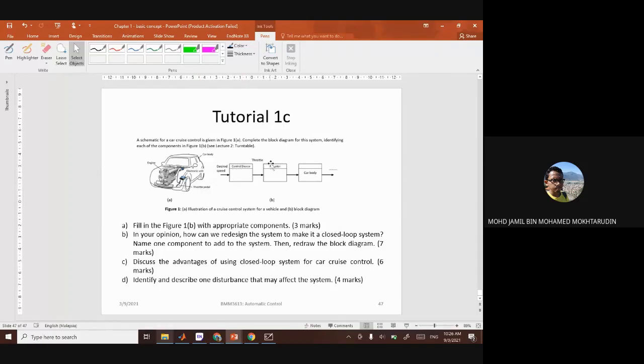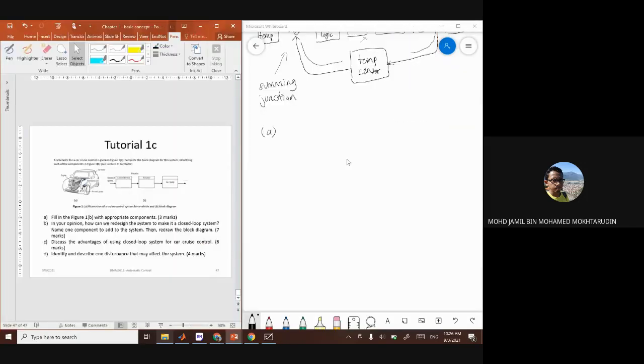And the actuator is the engine. When you press the pedal, the engine will do more work. When you release the pedal, the engine will do less work. So the control device is the throttle pedal, the actuator is the engine, and the car body is the plant.